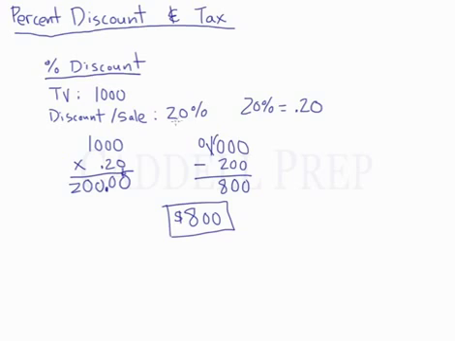So again, 20% isn't an actual value. We're not going to subtract it from 1,000. Instead, we find out what 20% of 1,000 is. In this case, 200. And then we subtract that from the price. Okay, now let's go over tax.